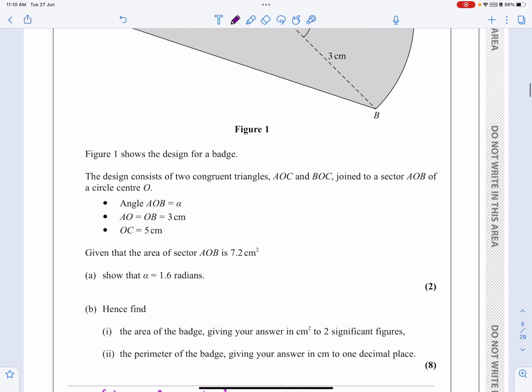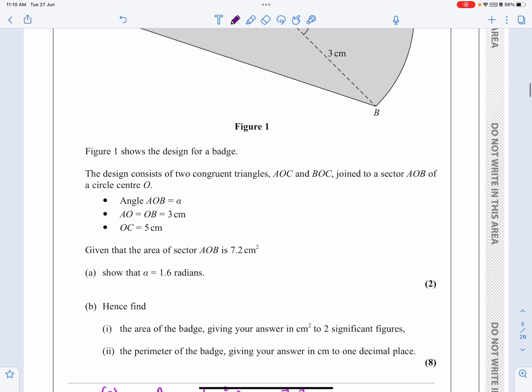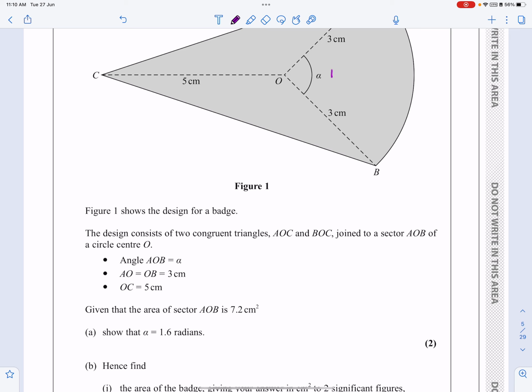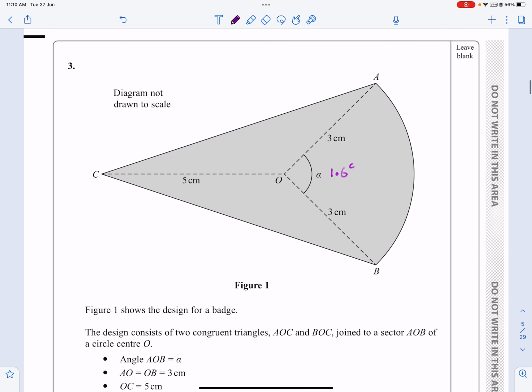Let's have a look at the second parts. It then says, hence find the area of the badge, giving your answer to 2 significant figures, and the perimeter of the badge, giving your answer to 1 decimal place. So I'll go back and check that at the end and make sure I've done that. So far we just know that this is equal to 1.6 radians. So if they want the area of the badge, what I'm going to want is this area, and this area. Well, the triangles are the same as each other. So if I work out the area of AOC, I can just double it, and we already have the area of the sector there. That was 7.2 from my question.